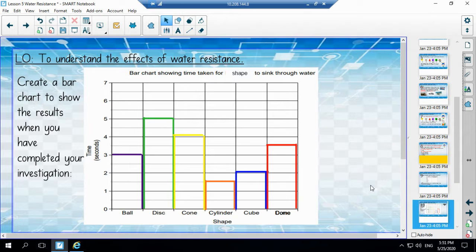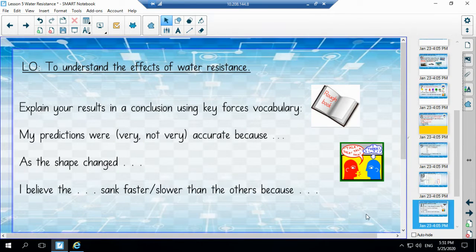When you have your results, you're going to create a bar chart to show them, and it should look something like this. You can explain your results in a conclusion, remembering to use the key forces vocabulary. You can only do that after the investigation, so we won't write anything down or chat about that right now without our results.